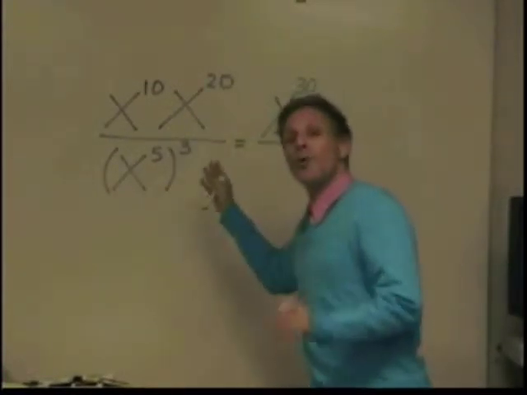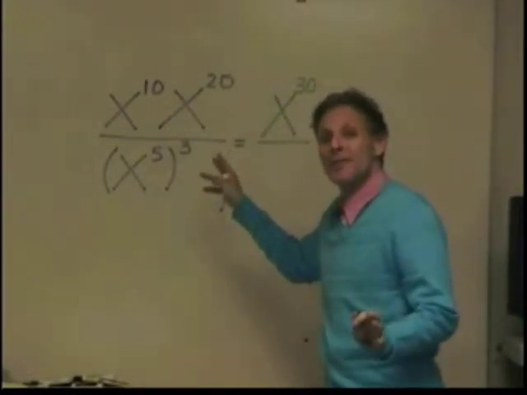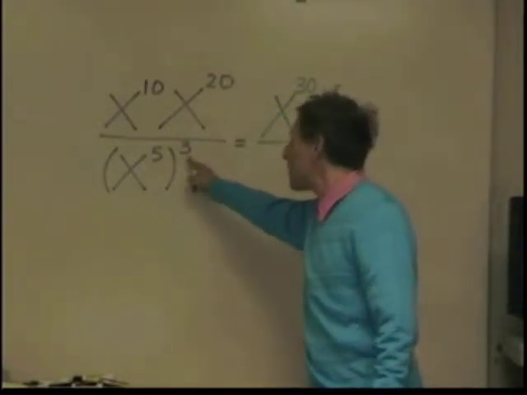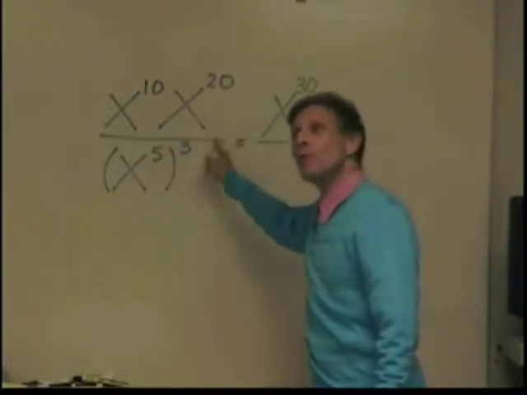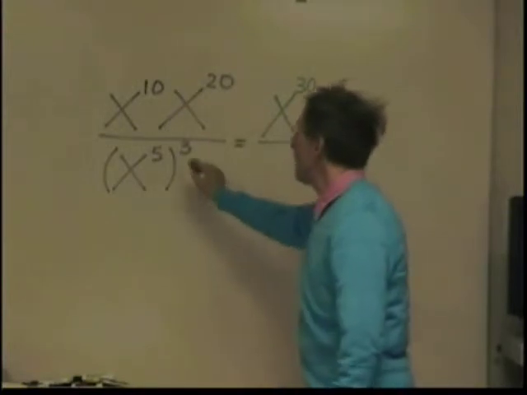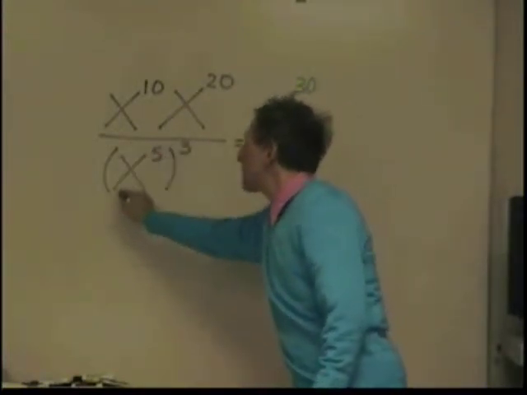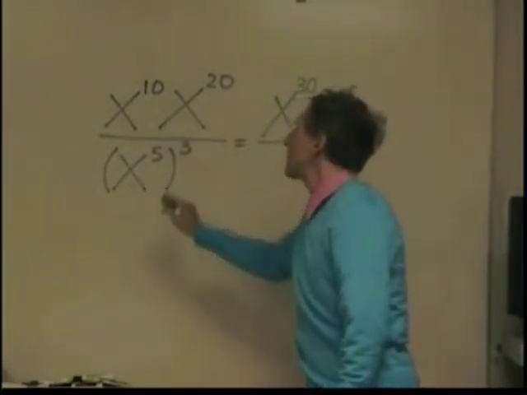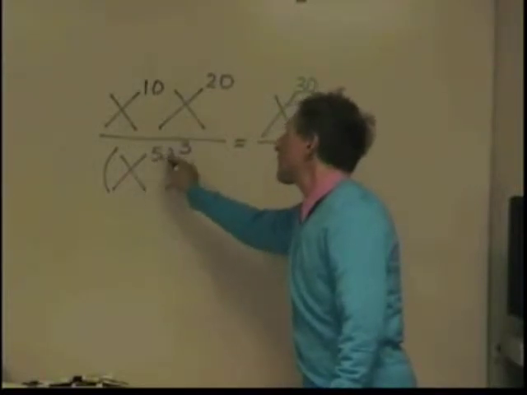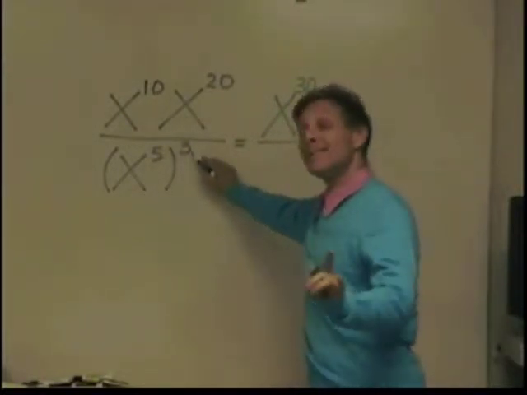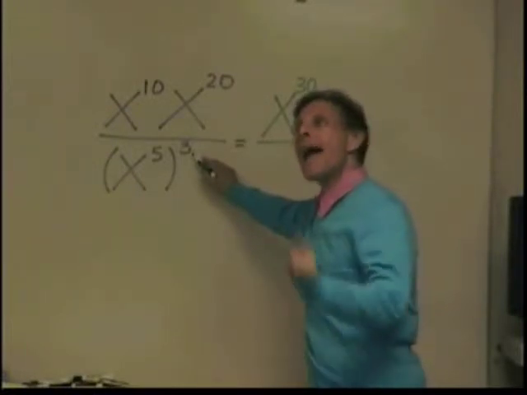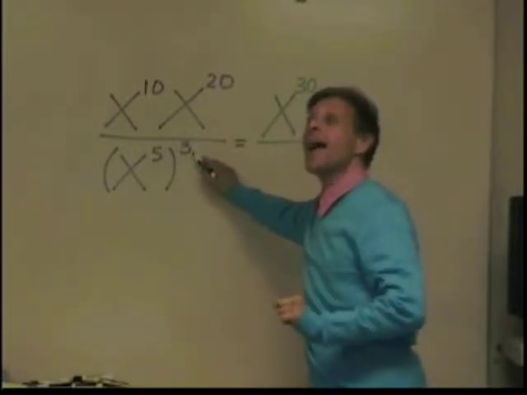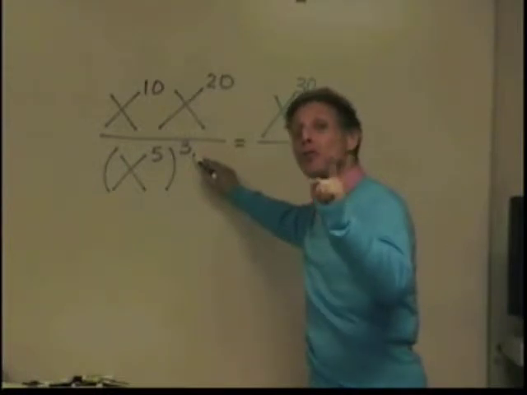Now here, I don't have multiplication of exponents. I actually have an exponent on an exponent, powering the exponent. And you know that because you have parentheses around the x to the 5th with the 3 by itself on the outside. That tells you you're powering the exponent, and in this case, you multiply.